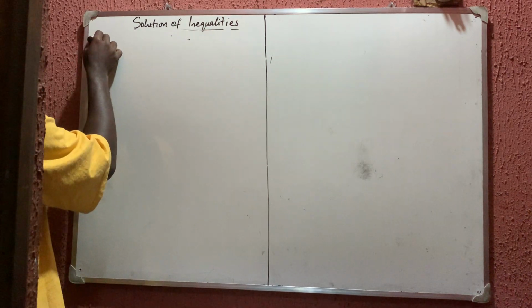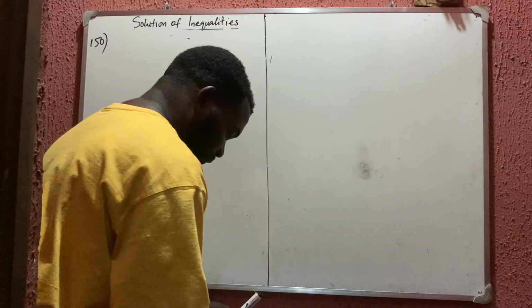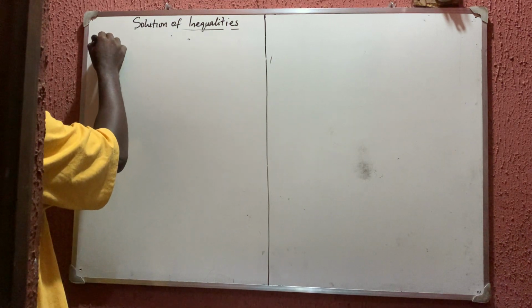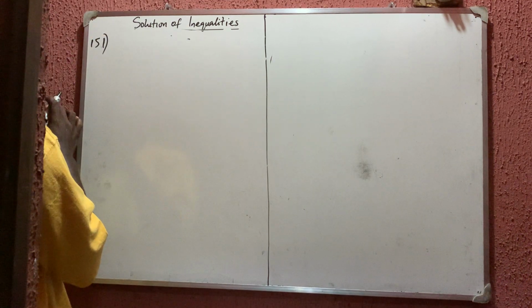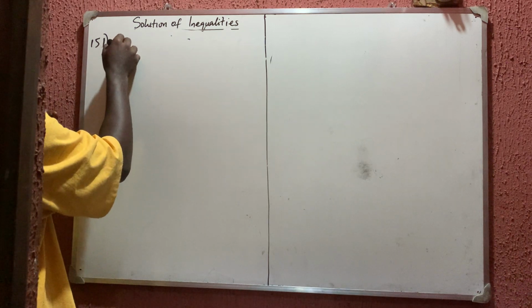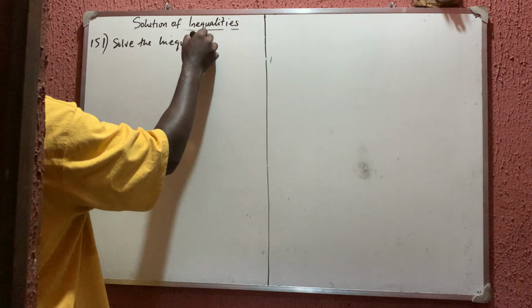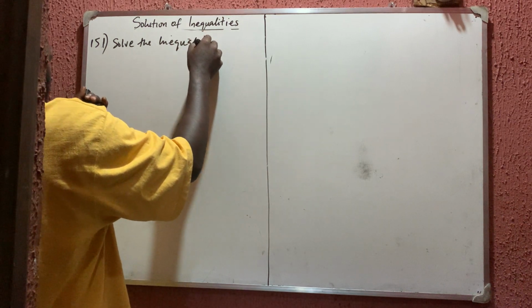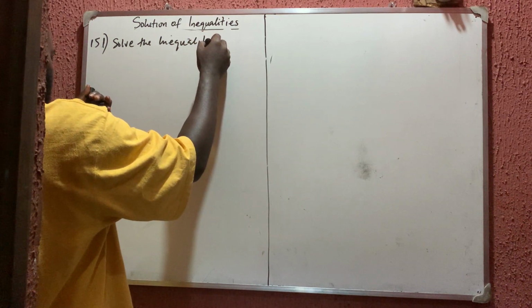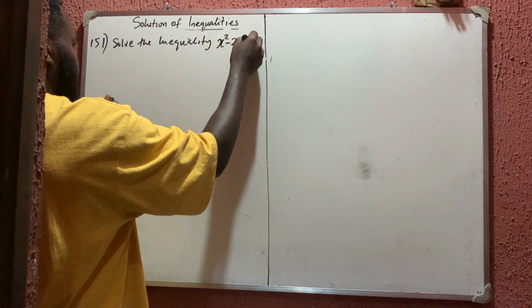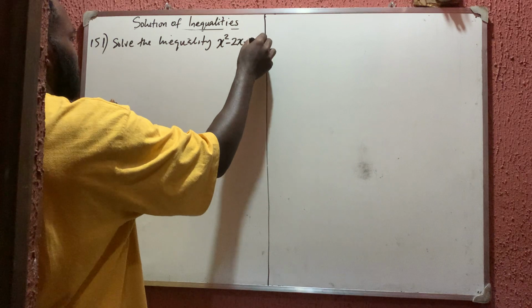Question number 150. And question number 150 said, okay, there is no 150 but 151. So question number 151 said we should solve the inequality. Question number 151. Solve the inequality x squared minus 2x minus 3 is less than or equal to 0.